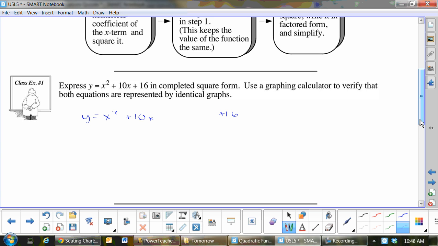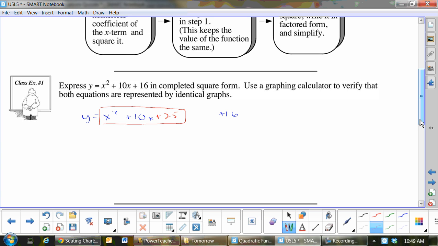Now remember, I'm getting to that form that has a perfect square in it. So we need to make a perfect square. Let's make a perfect square right here. What would I put as the next number to make all of that a perfect square? Plus 25.